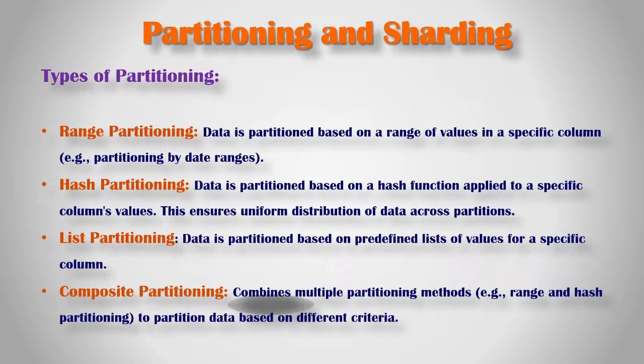List partitioning. Data is partitioned based on predefined lists of values for a specific column. Composite partitioning combines multiple partitioning methods. Example, range and hash partitioning to partition data based on different criteria.